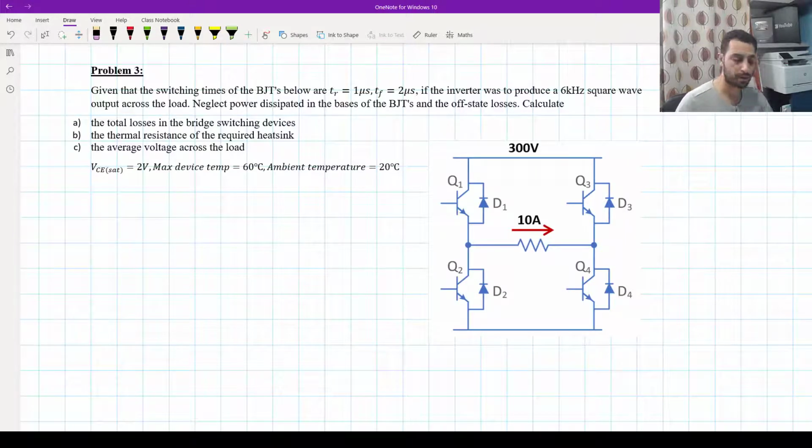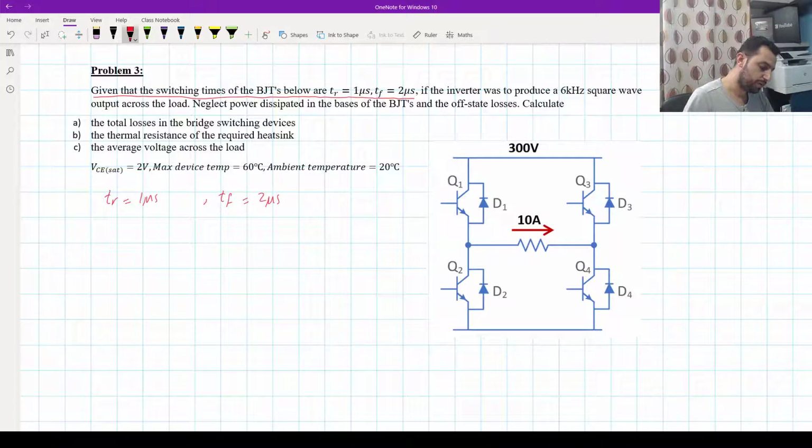Let's go now to problem number 3. We are given the switching time of the IGBTs below: the rise time and fall time as 1 microsecond and 2 microseconds for each of these 4 switches. So the rise time equals 1 microsecond, and the fall time equals 2 microseconds. If we are given the delay time and storage time, we can also combine them to calculate the turn on time and turn off time. If we are not given that, we will assume that the turn on time is the rise time and the turn off time is the fall time for resistive load.